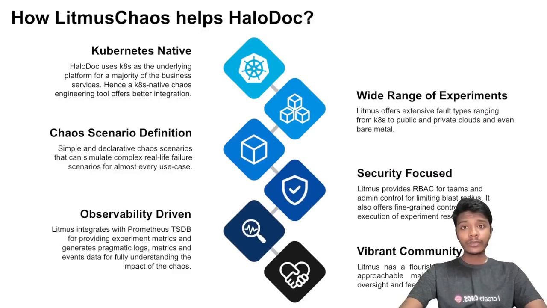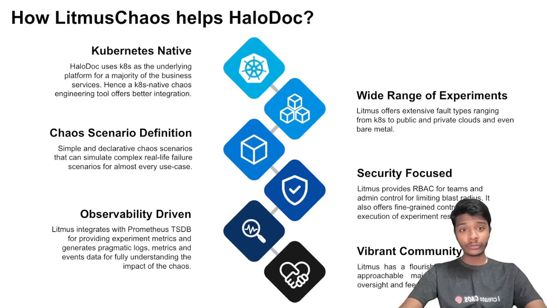The major requirements that Halodoc chaos engineering practices sought to include, first being Kubernetes native. Halodoc uses Kubernetes as the underlying platform for a majority of the business services, including hosting tools that operate and manage observability across their fleet of clusters. They also needed a chaos tool that could be deployed and managed on ARM64, that is AWS Graviton based Kubernetes, as well as the ability to express a chaos test in Kubernetes' language, that is resource YAMLs.